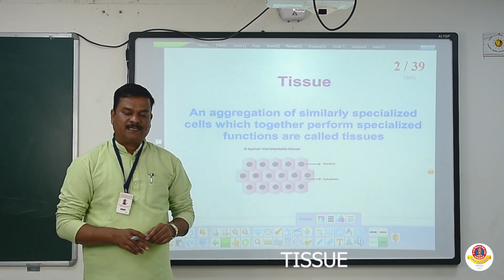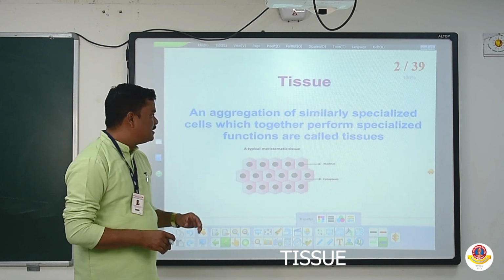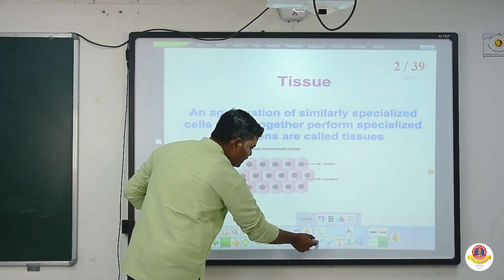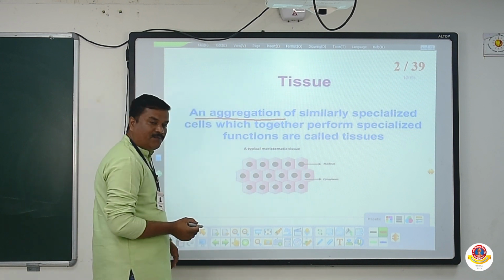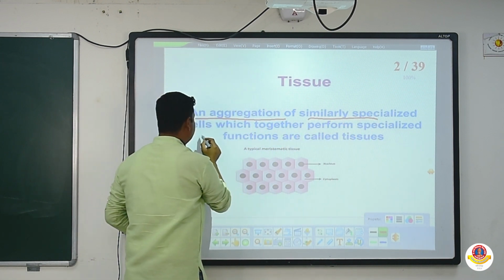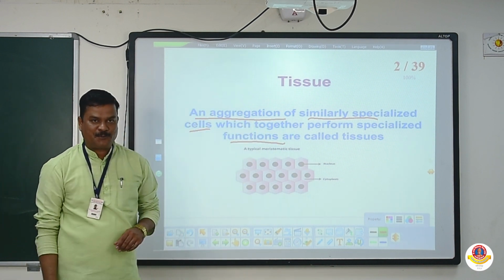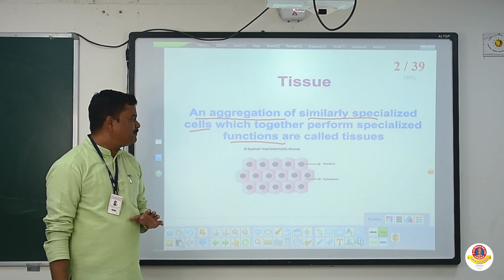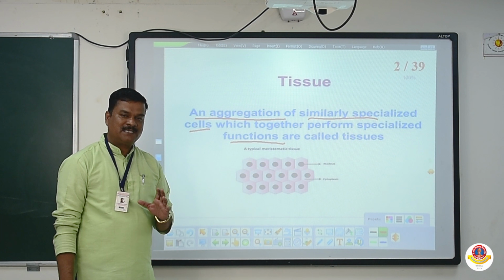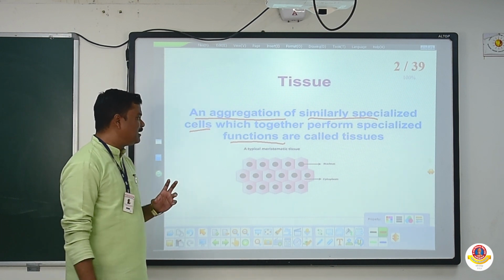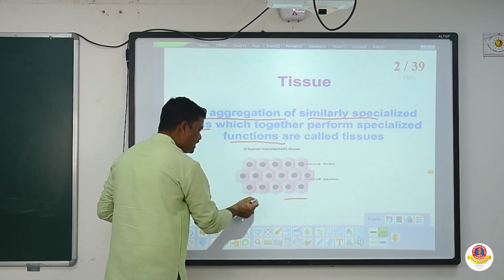So all of us know that a group of cells is called a tissue, but in botanical terms, tissue is defined as an aggregation of similarly specialized cells which together perform a specialized function. In simple terms, these cells have a common origin and function in a similar manner. So this is a diagram of meristematic cells.